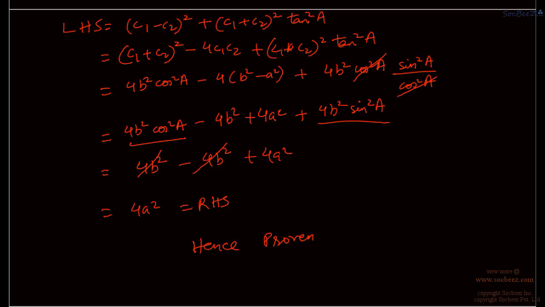Hence we use cosine rule here to find out what the possible values of c1 and c2 could be, and using that we prove the given condition. Okay. So let's go to the next question.